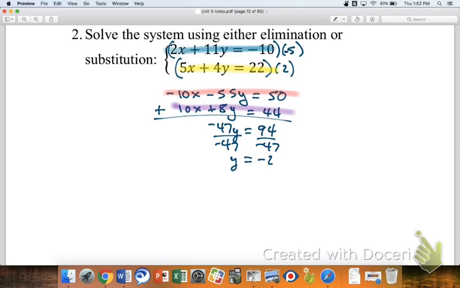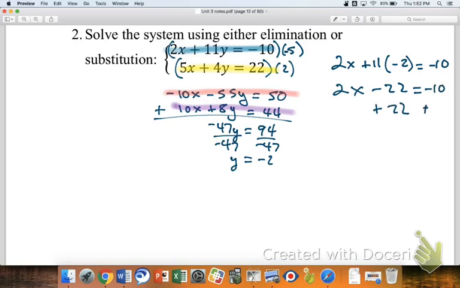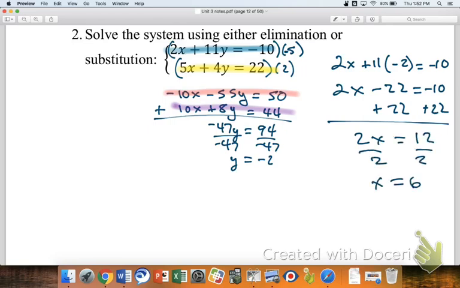So of those, which one do you think would be the easiest? Number 1 works fine. I don't know that there's a really clear-cut answer on that one. You really can just use any of them. So it's going to be 2x plus 11y, but we already know the y is -2, equals -10. 2x minus 22 equals -10. I would add 22 to both sides. 2x equals 12. You can see it coming now. x is equal to 6. So my final answer is 6, -2.